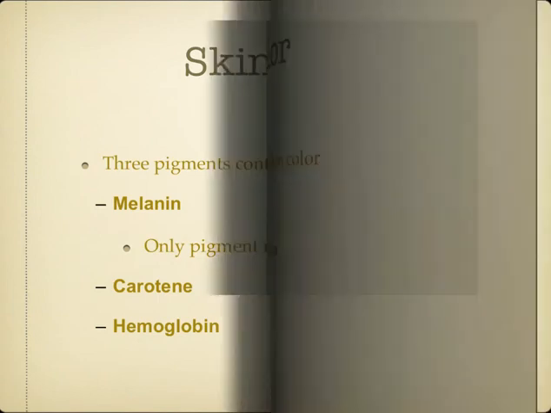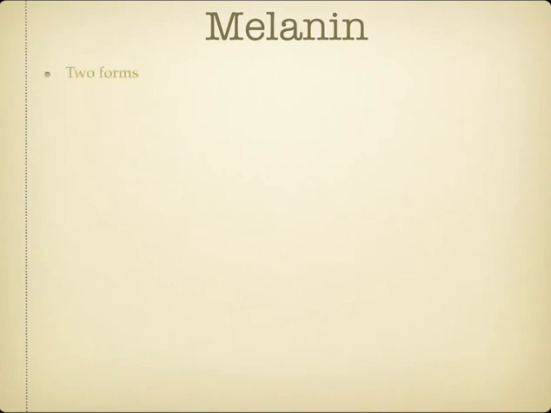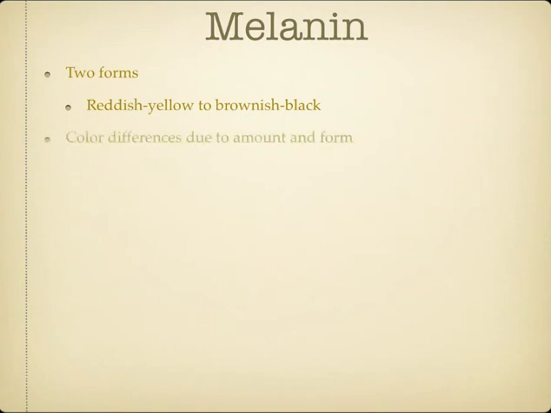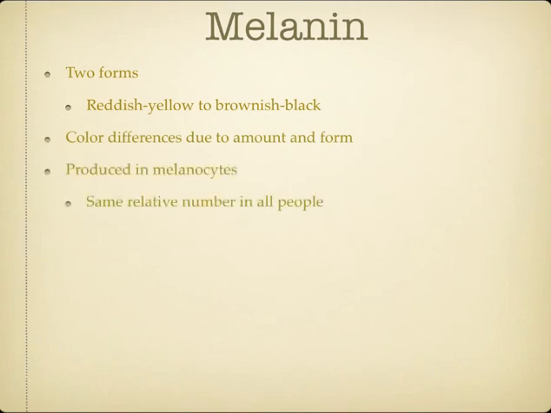Melanin will be first. Melanin comes in two main forms. One version is kind of a reddish yellow, the other version is kind of a brownish black color. The actual color of the skin of an individual depends on the relative amounts of these two variations of melanin. Individuals, regardless of which race you are, have melanocytes, or pigment-producing cells, in about the same number. The difference in skin color comes in amount of melanin made and which version of melanin is made.